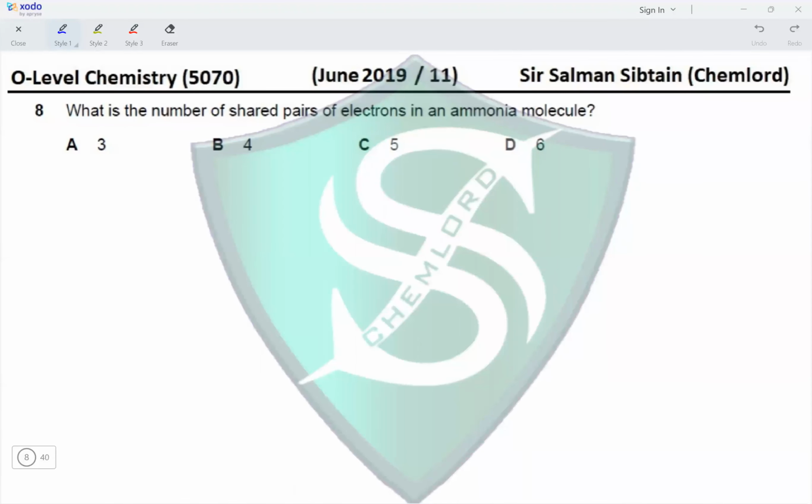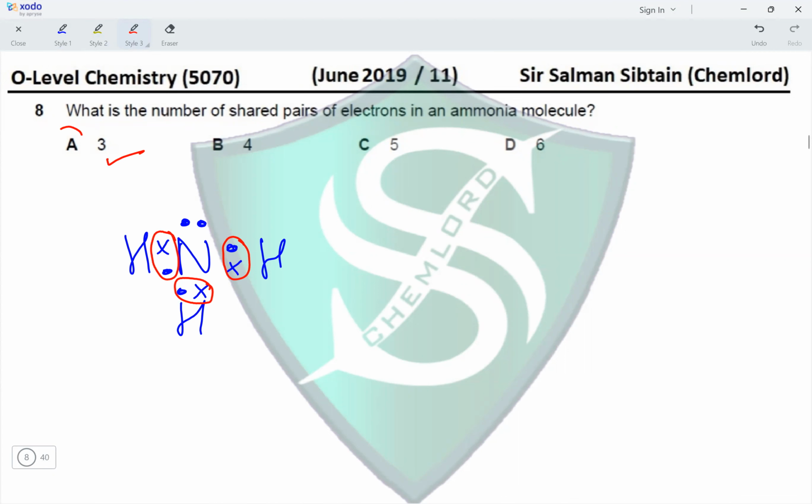Question 8. What is the number of shared pairs of electrons in an ammonia molecule? Ammonia is NH3. Nitrogen belongs to group 5. So 1, 2, 3, 4, and 5 electrons from nitrogen and 3 covalent bonds forming. So 3 electrons from hydrogen. And the question has asked us what is the number of shared pairs of electrons. So the number of shared pairs of electrons is 1, 2, and 3 pairs. So the correct option for this question is option A.